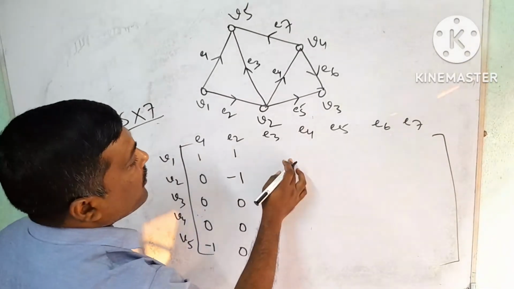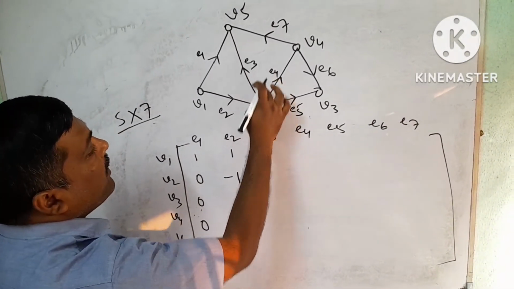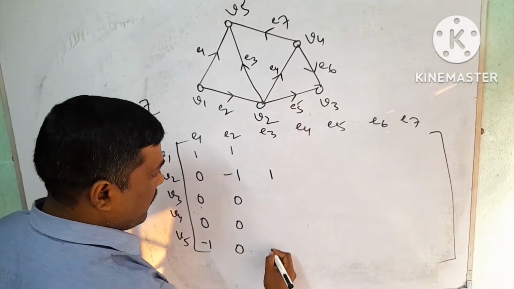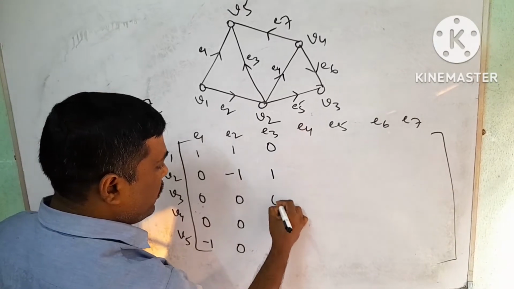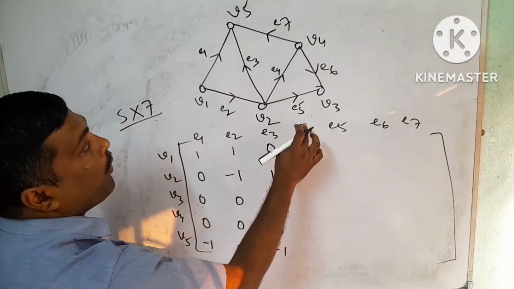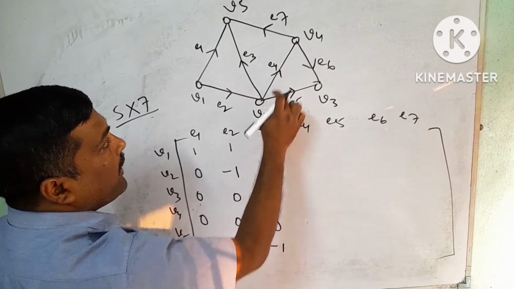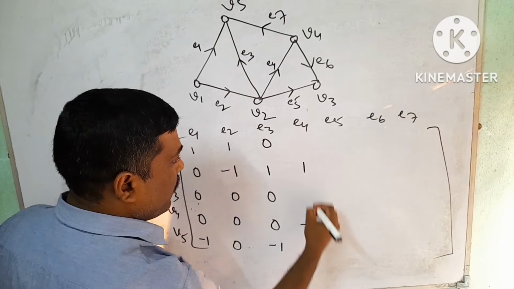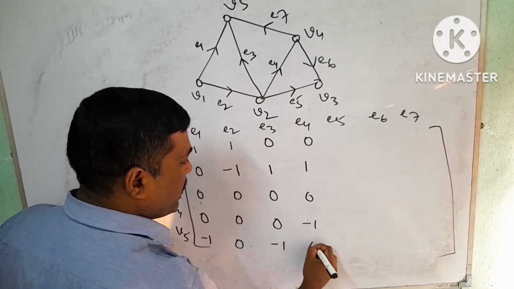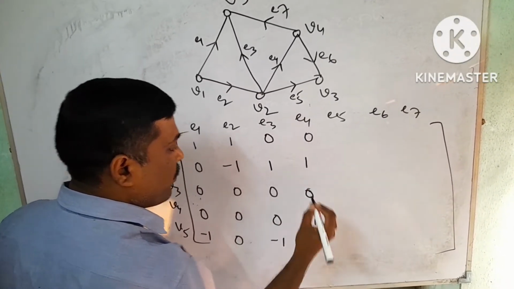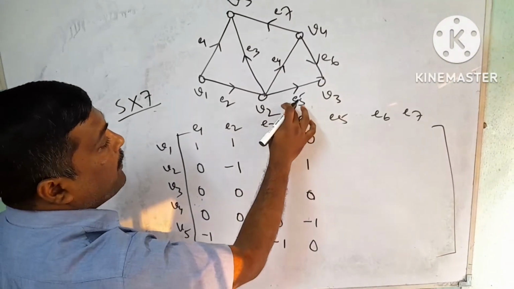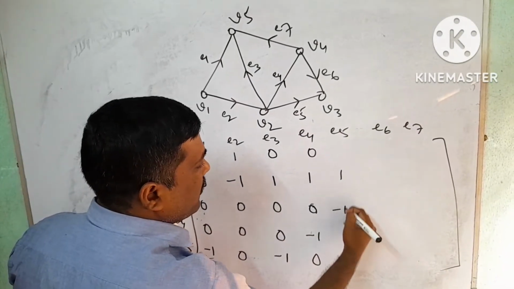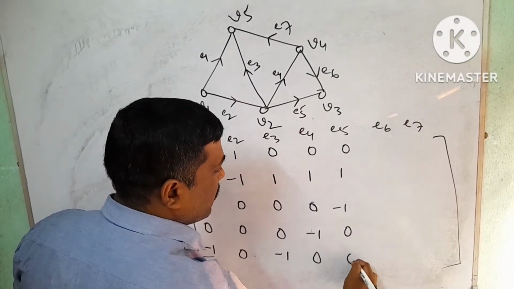Next E3. See E3. E3 incident out from V2, so write here +1. Into V5, so write here -1. For all other cases, it is 0, 0, 0. E4. E4 incident out from V2 into V4. All other cases it is 0, 0, 0. E5. E5 incident out from V2 into V3. So +1, here it is -1. Right here 0, 0, 0.